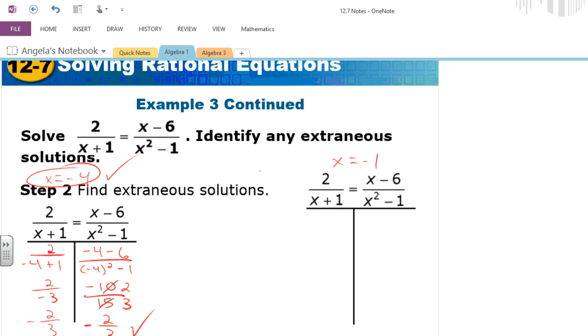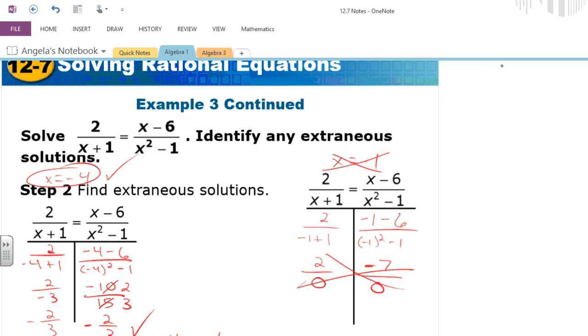Let's plug in the negative 1. So 2 over negative 1 plus 1. And on this side, I plug in the negative 1 to x over negative 1 squared minus 1. So negative 1 plus 1 is 0 on the bottom. And then I have a negative 7 over negative 1 squared is 1. And then 1 minus 1 is 0. Well, can we have a 0 in the denominator? No. So this is not a solution. So the only solution is negative 4. Negative 1 is extraneous. It doesn't work.